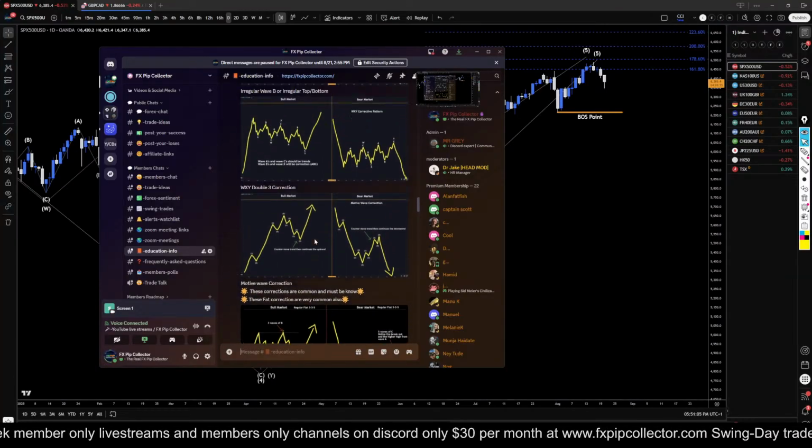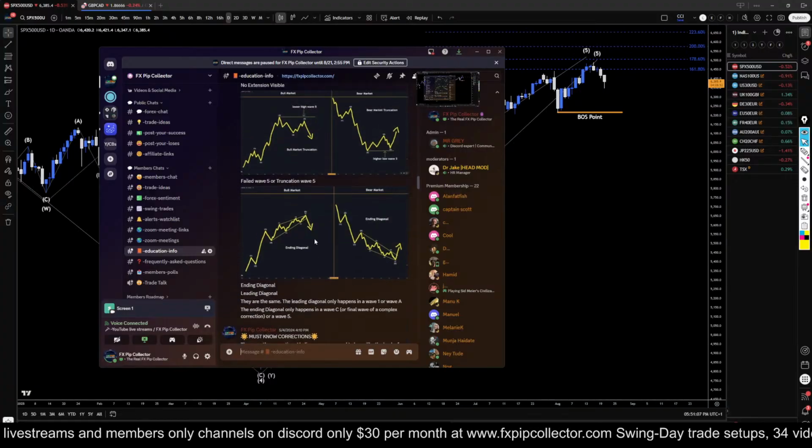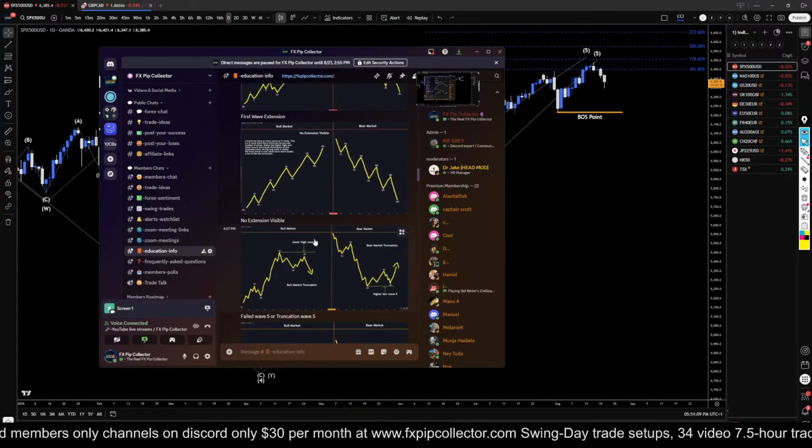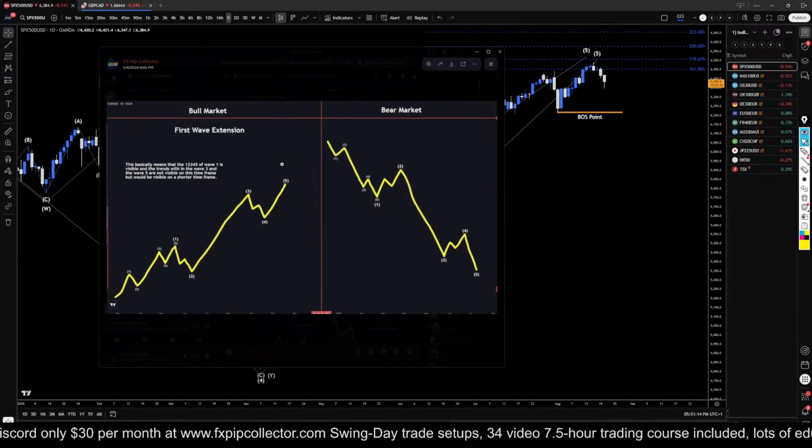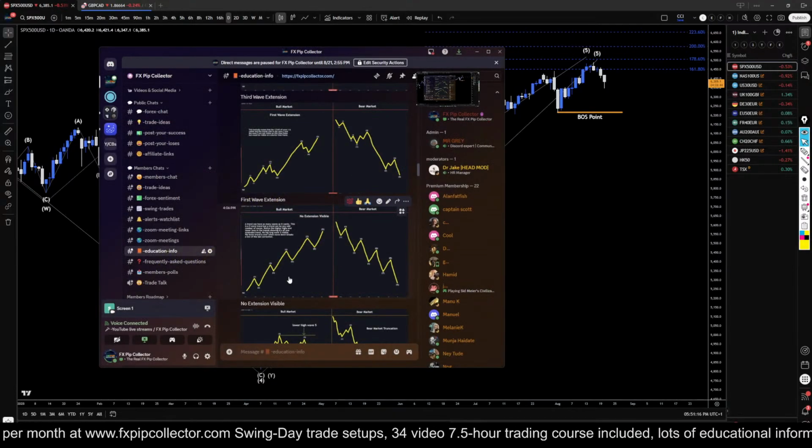I'm doing it right now. So if you scroll up far enough, you're going to see these extensions. Right here is what, no, that's not it. That's the first wave extension.